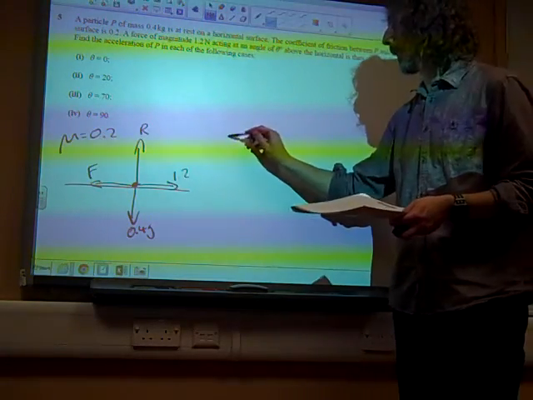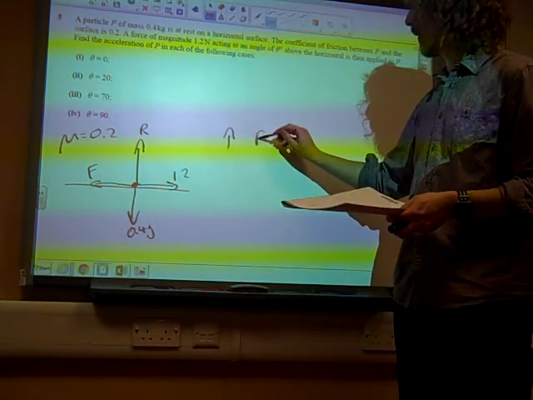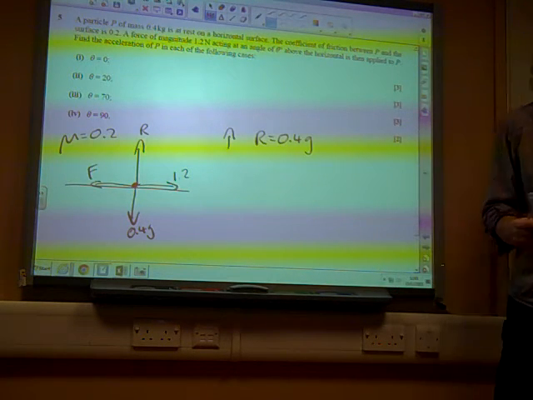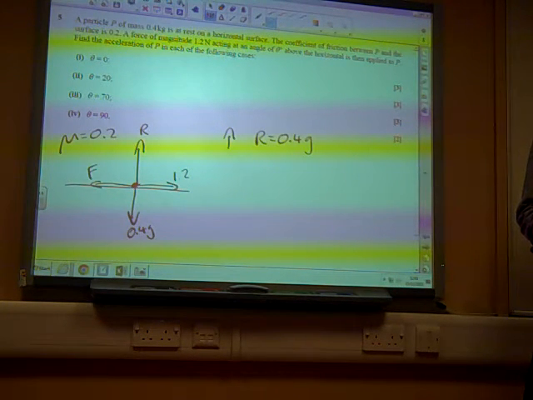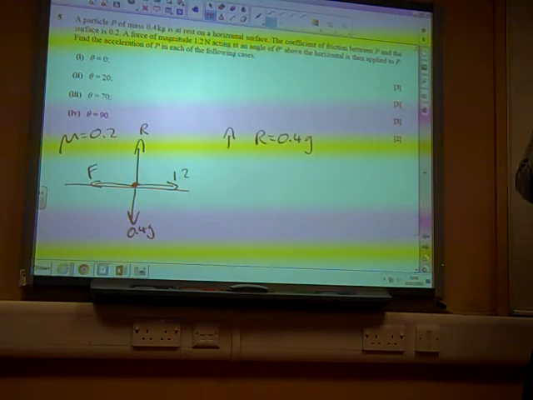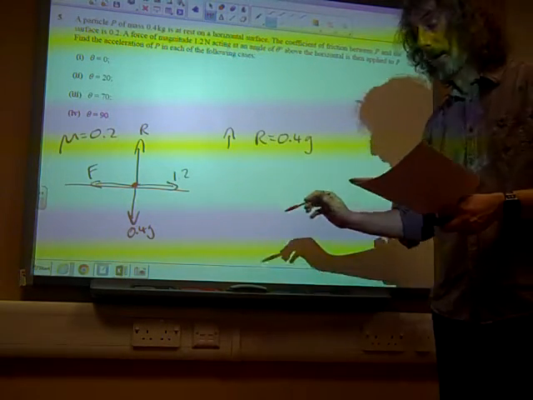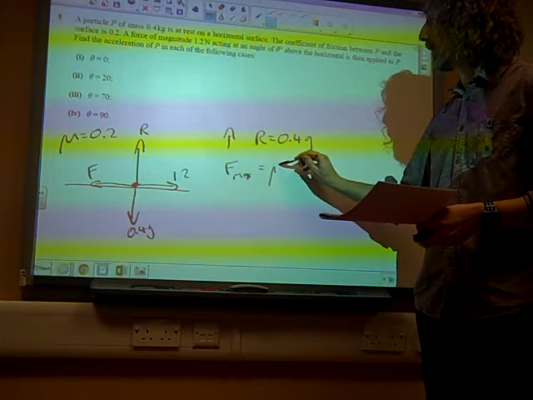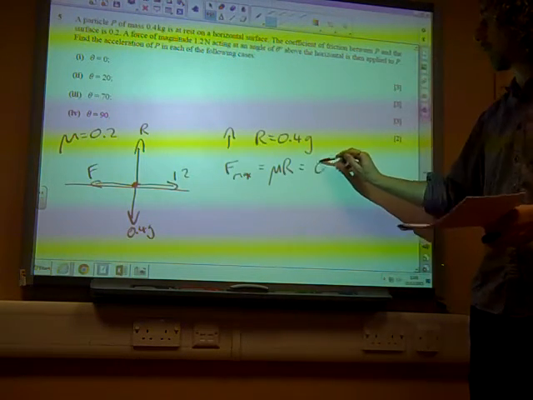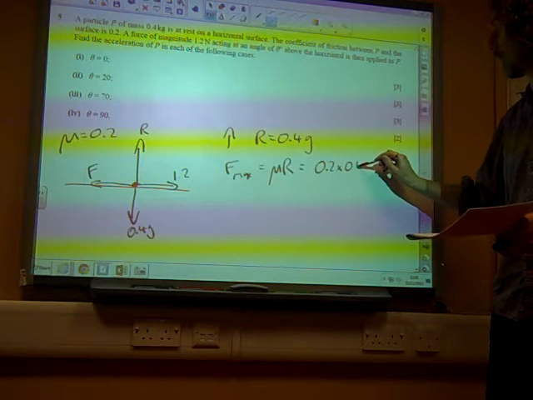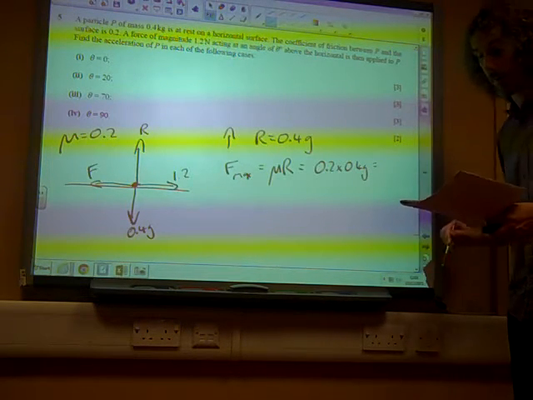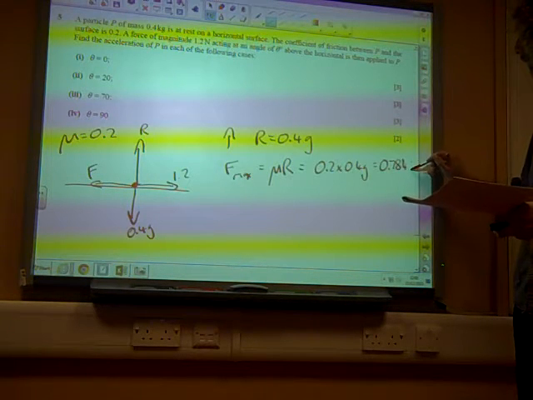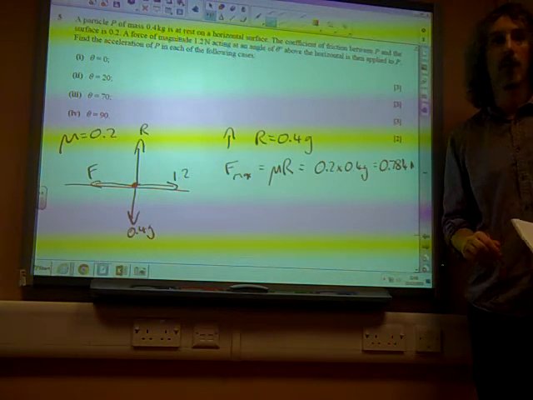If I resolve in a vertical direction, R is 0.4 g. We've got friction now. I don't know if it's moving or not yet, but let's think the maximum value that friction can take is mu times R. So that's 0.2 times 0.4 g. So that is 0.784 to 3 significant figures, newtons.